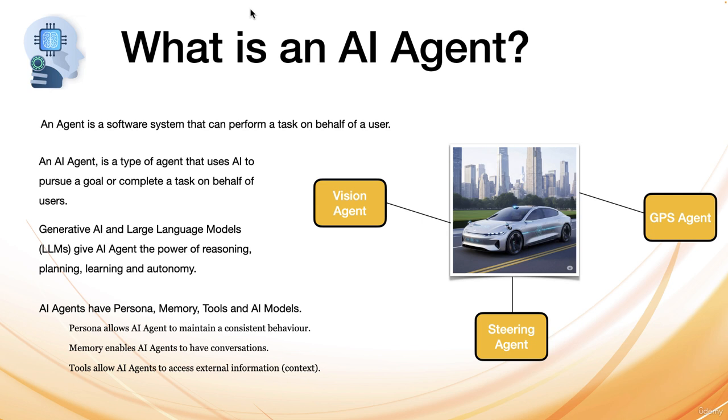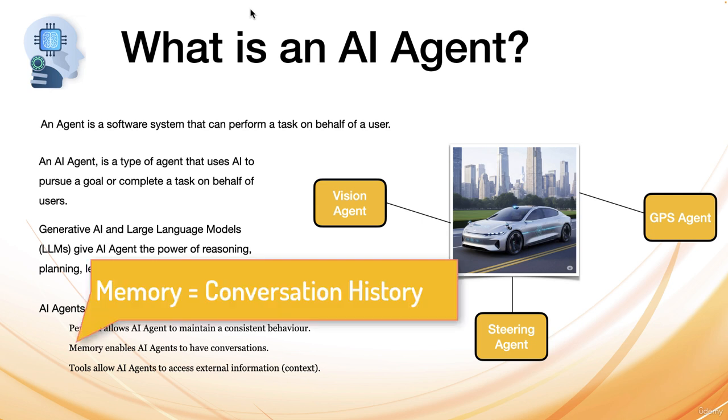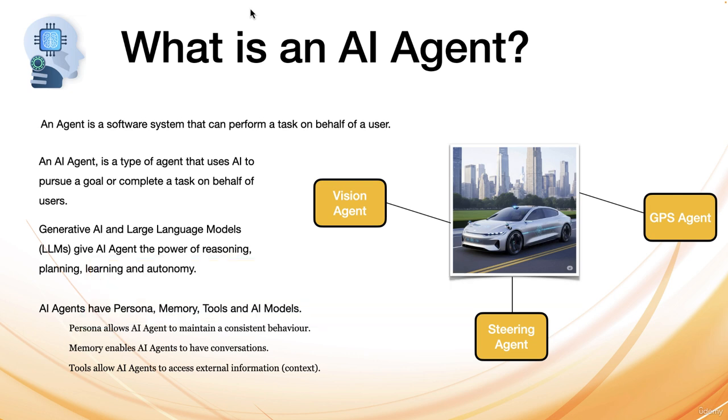AI agents also have a memory. Memory enables AI agents to have meaningful conversations. Without memory, every time you ask an LLM a question or you give it a prompt, the response will have no relevance to the previous conversation. And if you want the response to your current prompt or question to be relevant to the prompts or questions that you had before, then you need to provide memory to your AI agents.